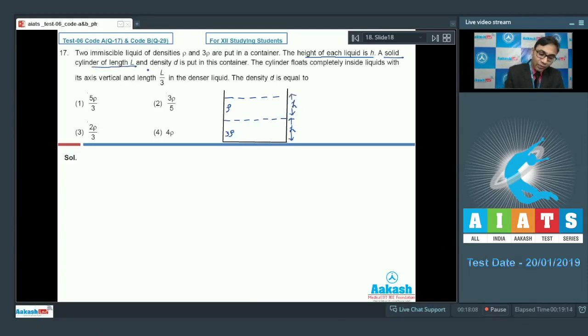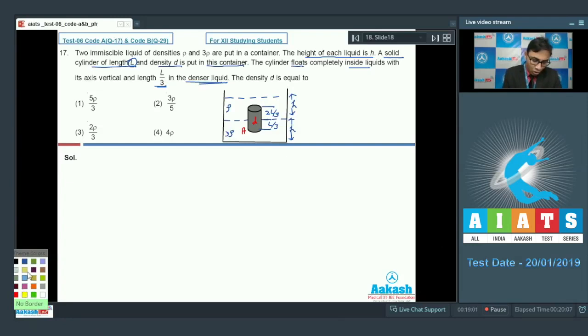A solid cylinder of length L and density D is put in this container. So the cylinder is floating completely inside the liquids with L by 3 in the denser liquid. That means the cylinder floats such that its L by 3 height is in the denser liquid. So 2L by 3 will be in the lighter liquid, because the total length is L, and the density of this cylinder is D. Let's say A is the cross-sectional area of the cylinder. The net force acting on the cylinder will be 0 because it is floating.